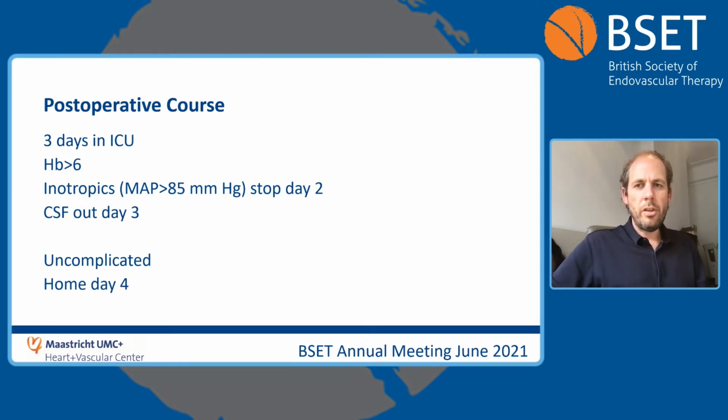He did well in ICU for 3 days. We keep the hemoglobin over 6. We stop the inotropics first, and then take the spinal cord drain out. And actually, this went uncomplicated, and he got home at day 4.